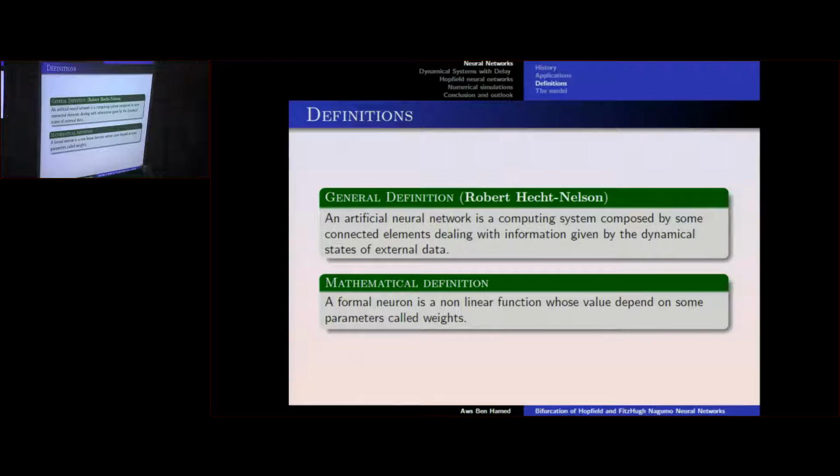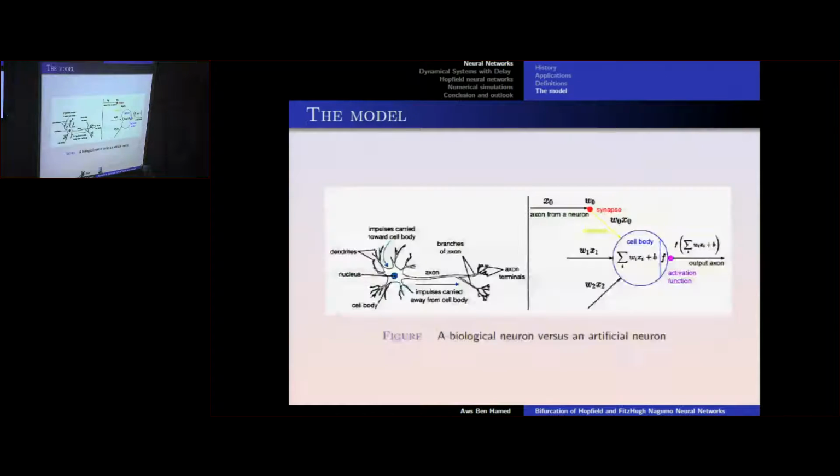This is one definition. For the mathematical definition, what's a neural network? A formal neuron is a nonlinear function whose value depends on some parameters called weights. And here we have a biological neuron versus an artificial neuron. Here we have the nucleus, the axon and the terminal axon. The same thing here in the artificial neuron. We have some information given here, x1, x2, x0, and the W here are called the weights. The cell body computes this information with a function called the activation function, and here we have the output f of the sum of W x_i plus b.